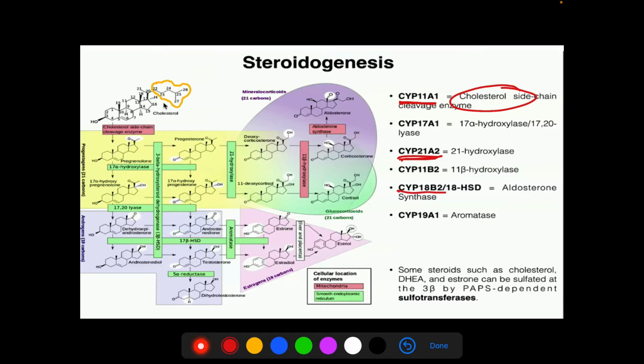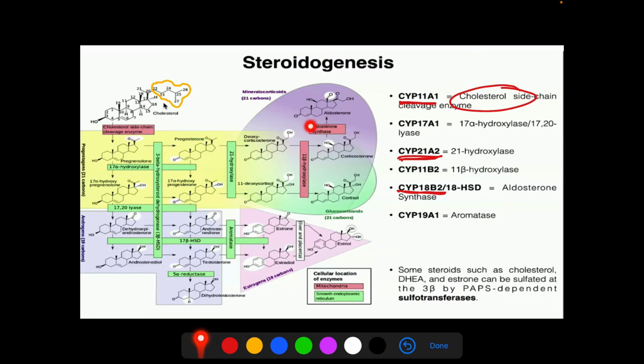You can see it here, CYP18B2, because it hydroxylates initially at the 18th position. This enzyme can also oxidize the hydroxyl group into an aldehyde, and the aldosterone also gets its name because it's an aldehyde. So aldosterone, aldehyde.